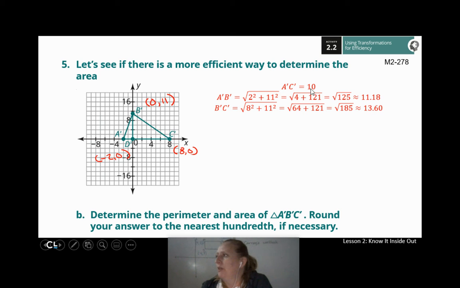And we're ready for perimeter, right? I'm just going to add them up. And I got about 34.78. Yay. Now, area. Let's talk area.